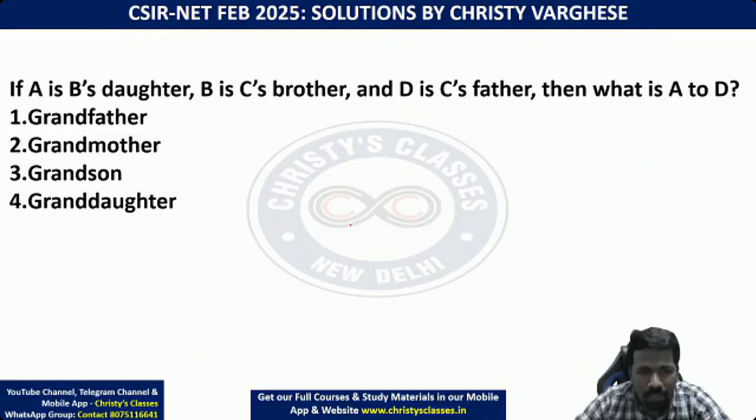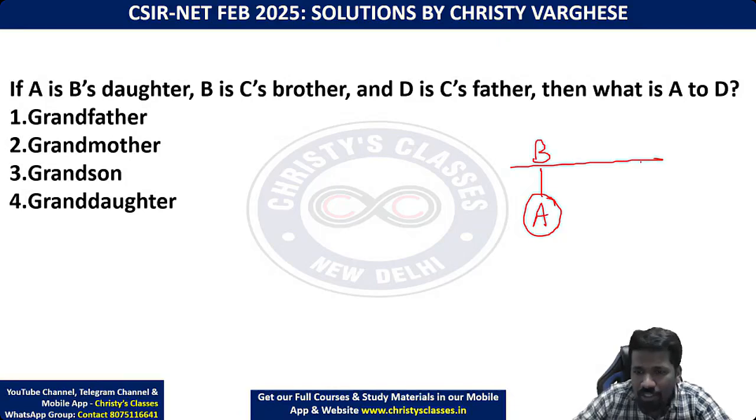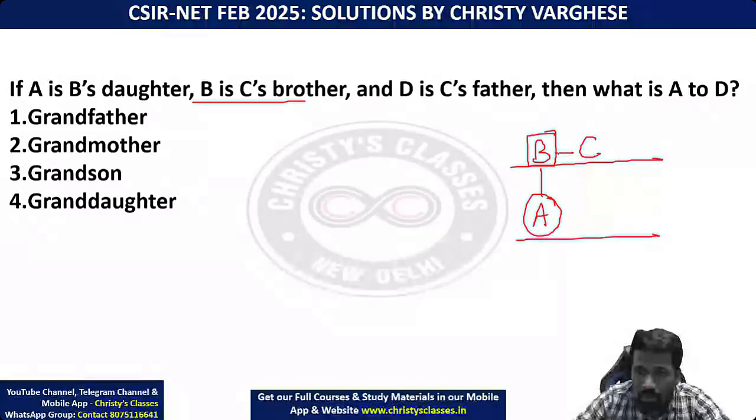So A is B's daughter means A is the daughter, a female, of B. So B should be in a higher generation and A in a lower generation. B is C's brother. So B is a brother, so male. C's gender, we don't know. For brother, we denote with a single line.